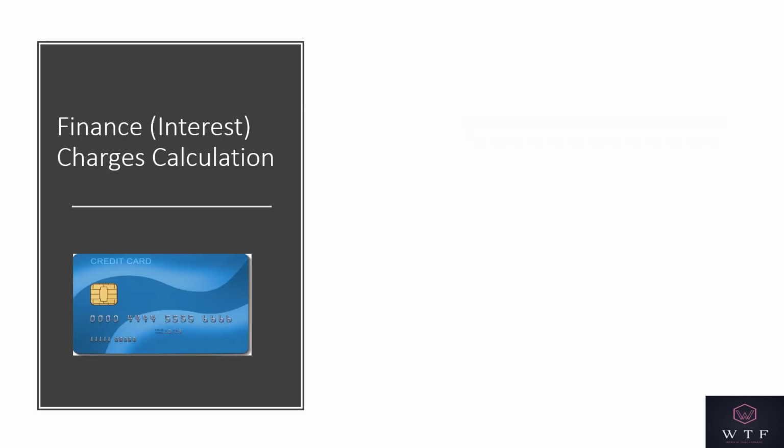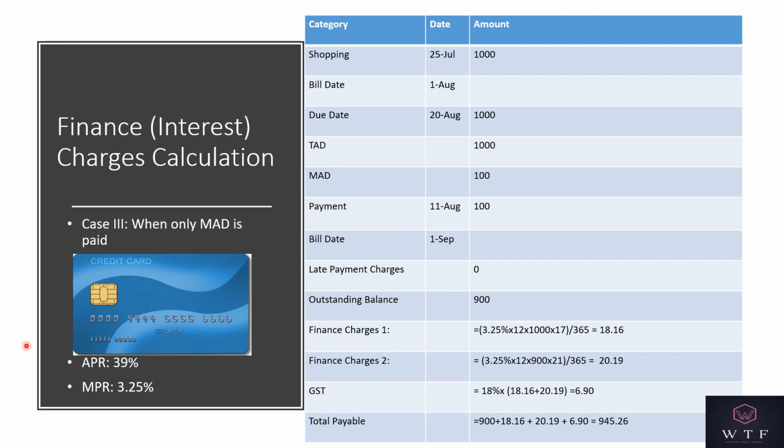So friends, let's consider the third case when only the minimum amount due has been paid. So for the same credit card, let us understand this transaction. Let us say you have done some shopping on the 25th of July. You love shopping for 1000 rupees. The bill date of that credit card comes on the 1st of every month. So the bill date comes on the 1st. The due date is 20th August. So the total amount due is 1000 rupees, assuming this is the only transaction.